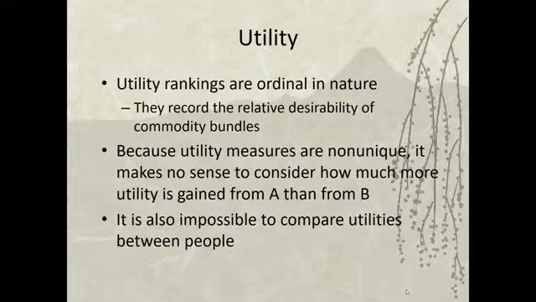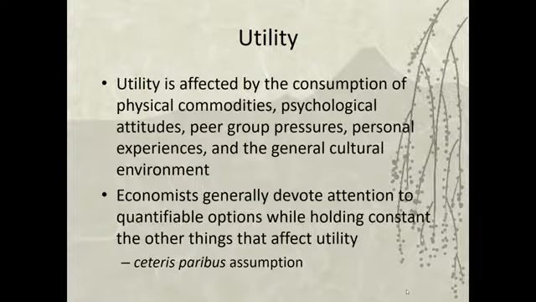Way back in the 1930s, there were great discussions which took place in the Economic Journal, which talked about all these things. We will come to that later. Another point is that utility is affected by the consumption of physical commodities, psychological attitudes, peer group pressures, personal experience, and general cultural environment, etc. So one person's utility is basically dependent on that of the other person.